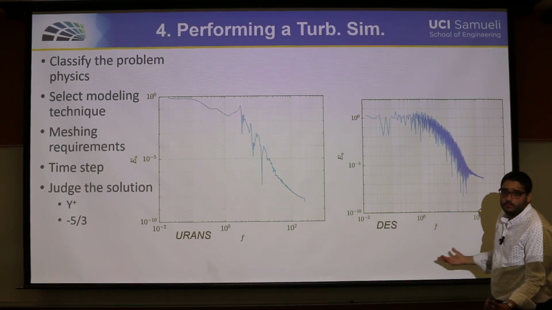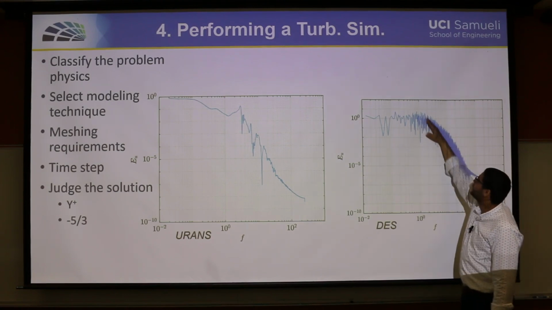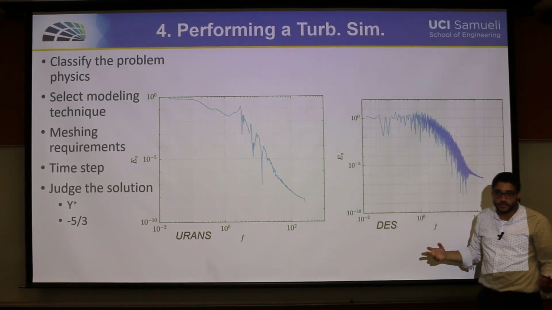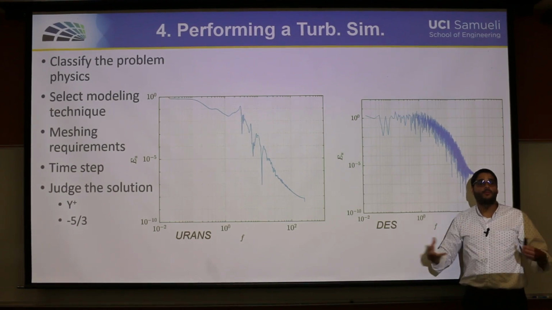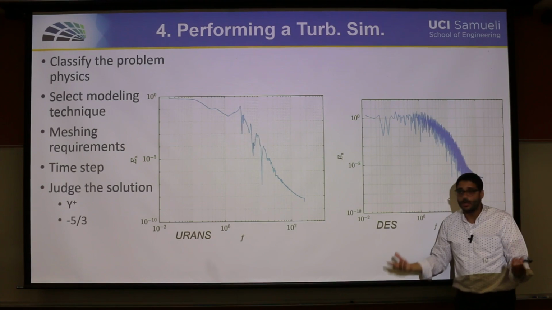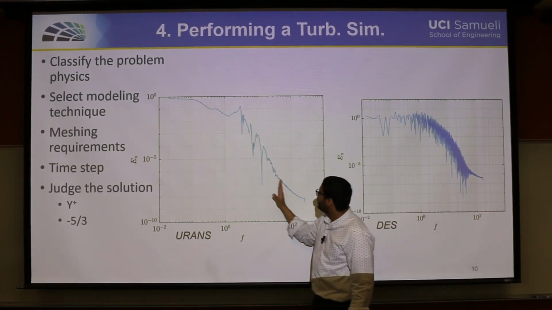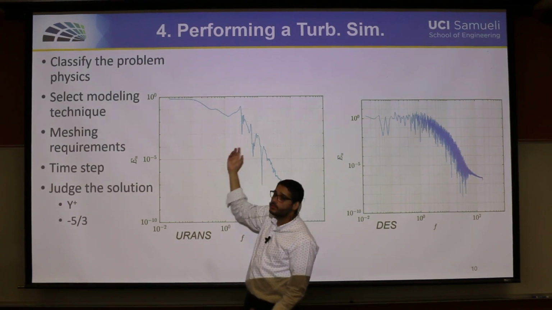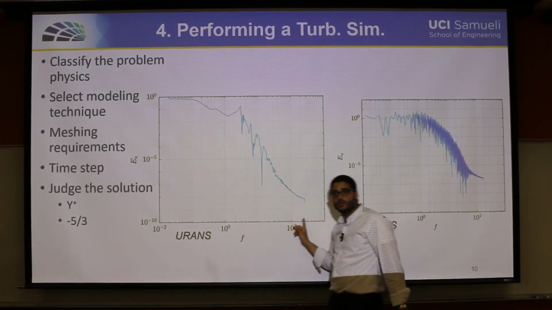Most of the time, you should get the slope of these inertial scales to be equal to negative 5 over 3, regardless of the type of modeling technique you are using. Here the RANS is getting the negative 5 over 3, but with much smaller scales. It's not visualizing a lot of the small scales as the frequency goes higher.